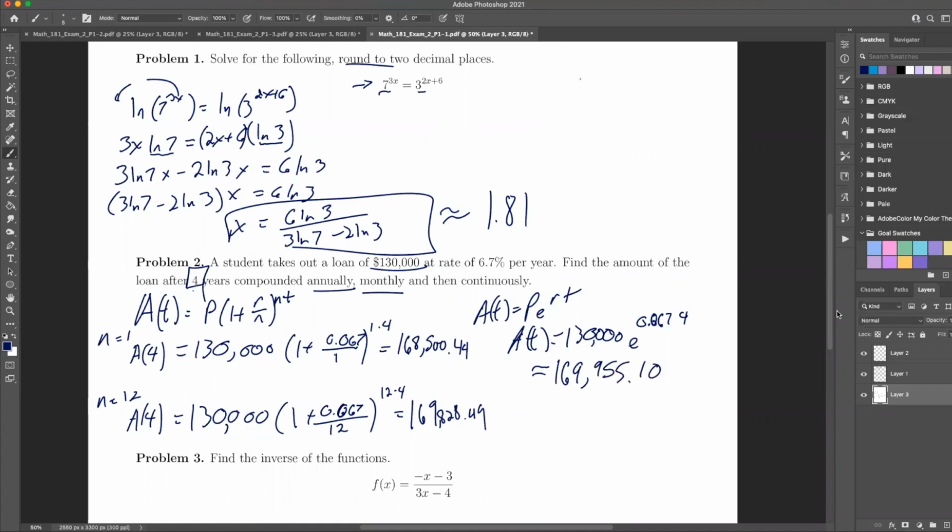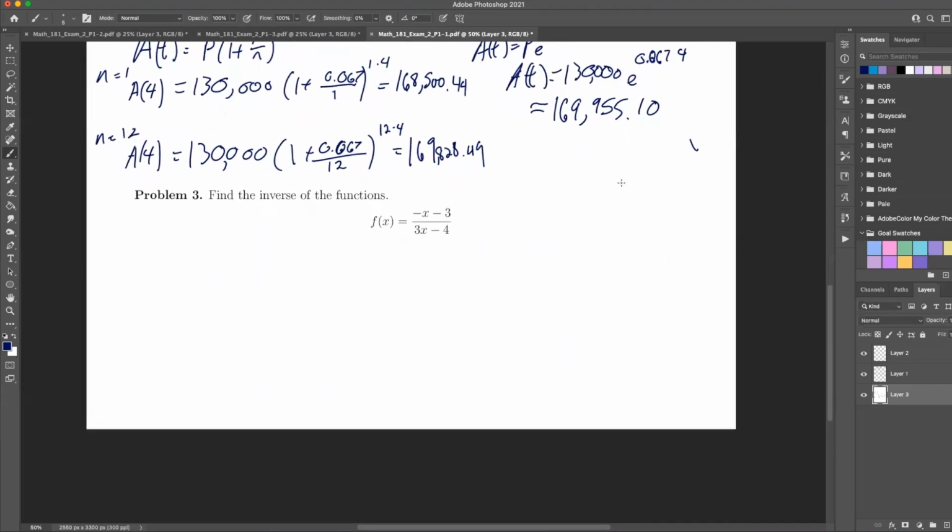Okay. Any questions on these first two? Nope. Okay, let's go on. Let's keep moving. All right, so here we want to find the inverse of this function.